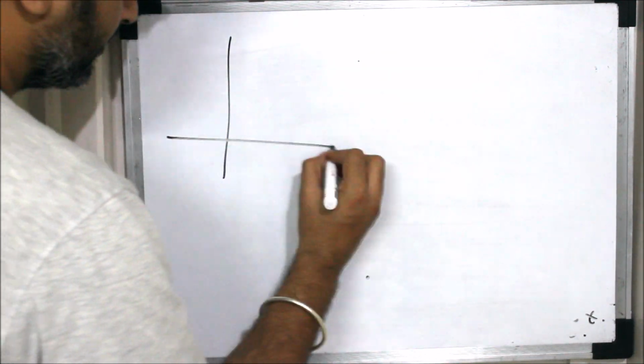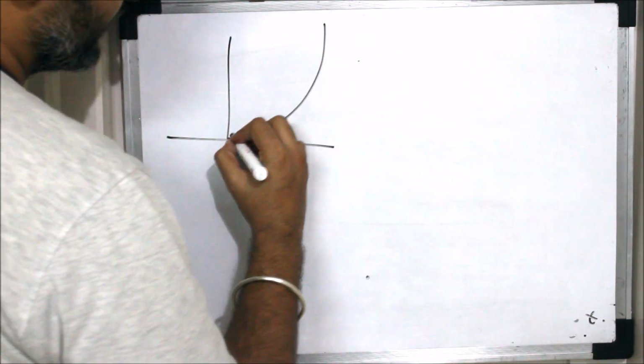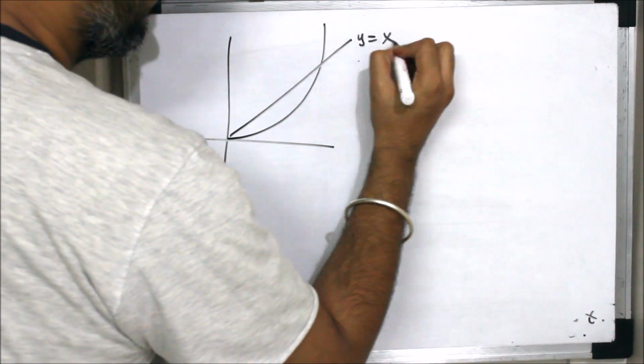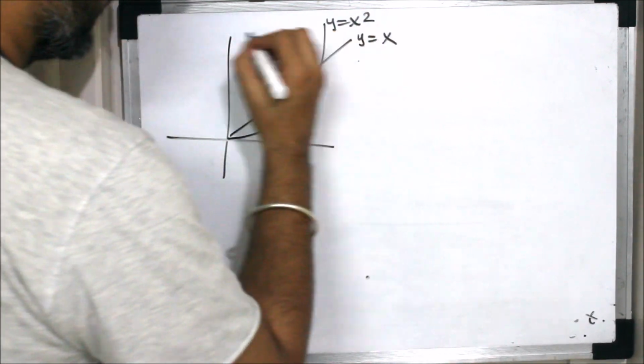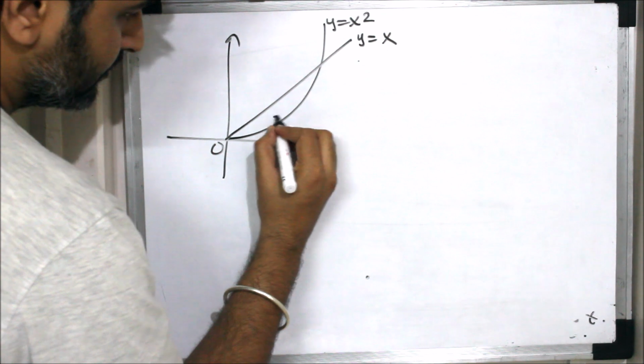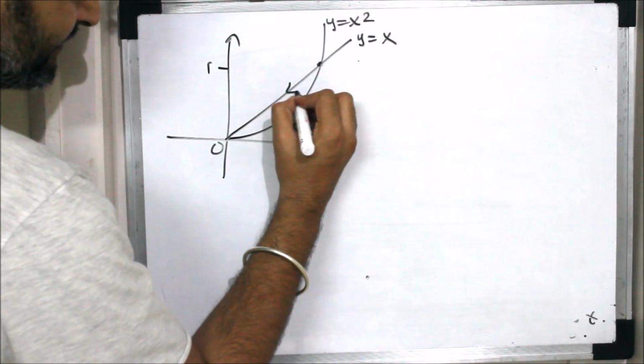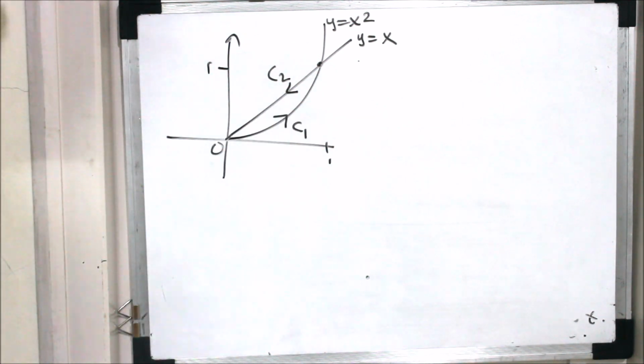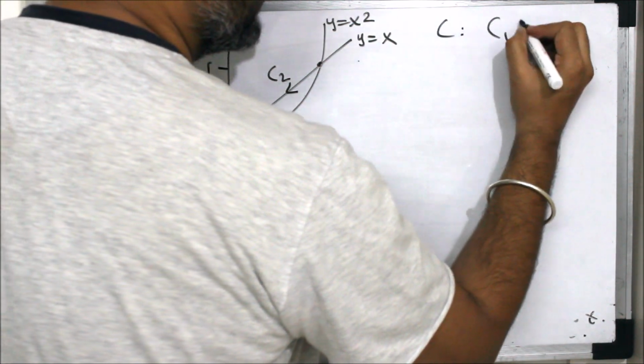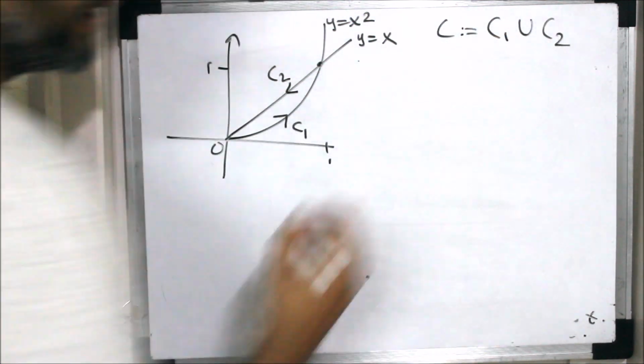Let's take one more example, and then I will stop. Suppose I take y equal to x square and y equal to x. So this is my curve C1, this point will be 1, 1, and this is my curve C2. So what is my curve? My C is nothing but C1 union C2. So that is what my curve is.